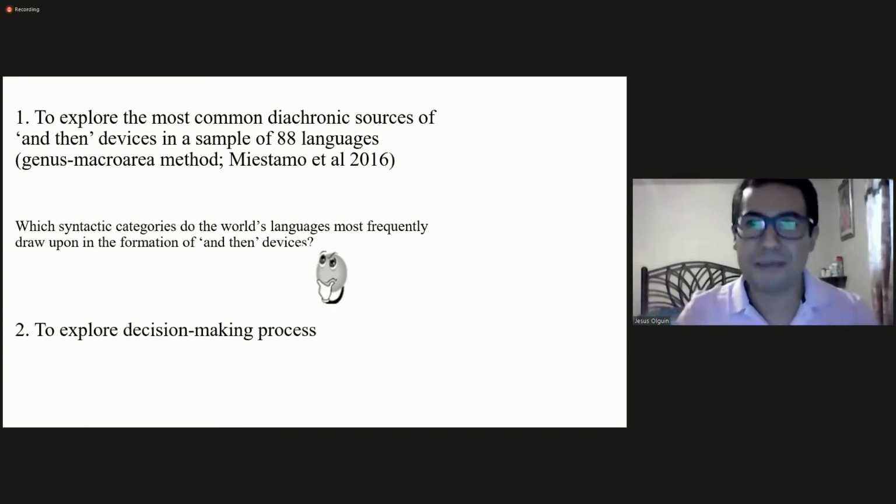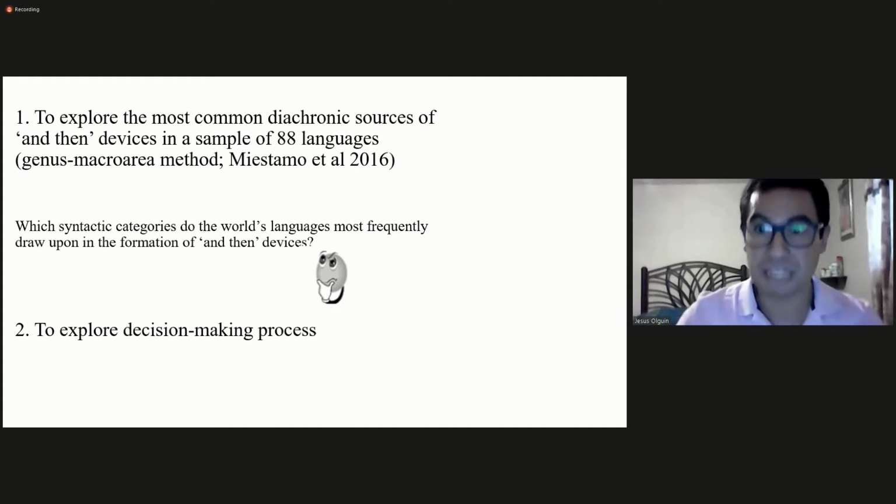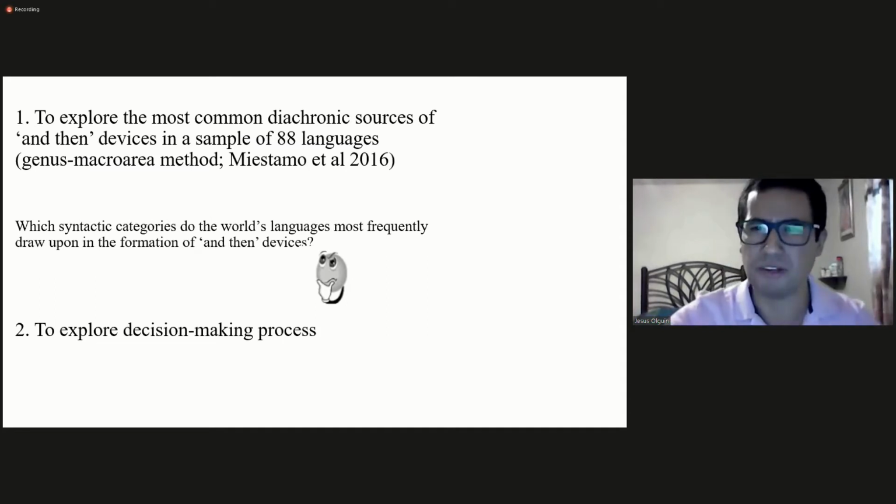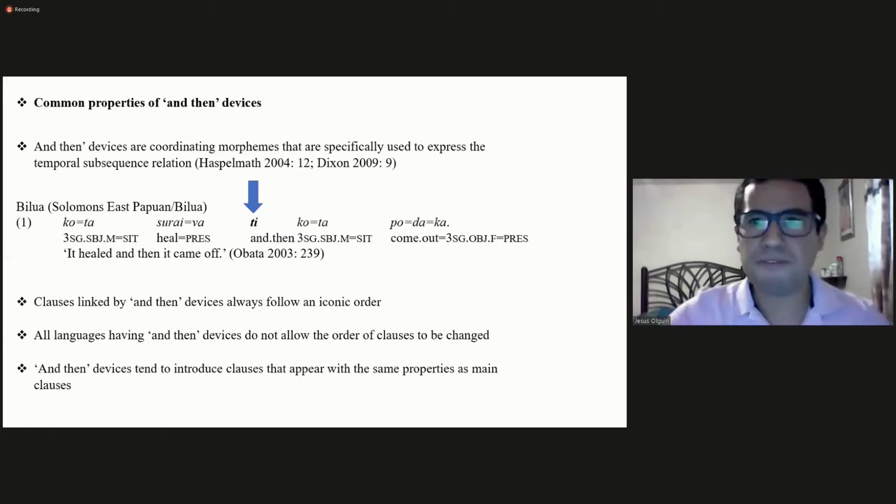Well, I already mentioned it when I presented the outline. It was some sort of a spoiler alert. Yes, there seem to be other diachronic sources of and then devices, such as verbs meaning to finish and also demonstratives. And I will explain more about that in a moment. And finally, to explore the decision-making process. I will explain more about this.